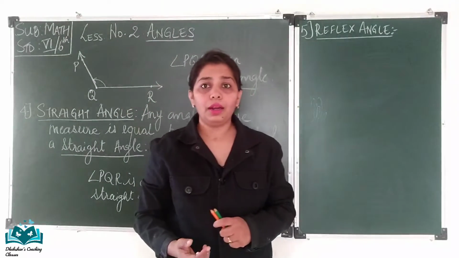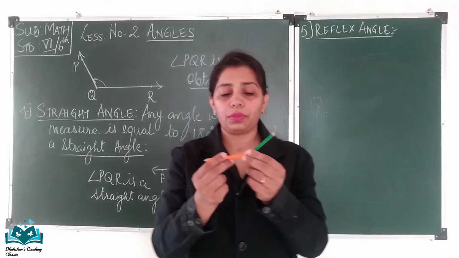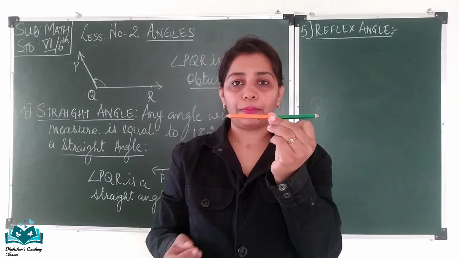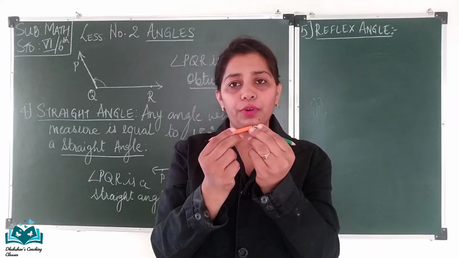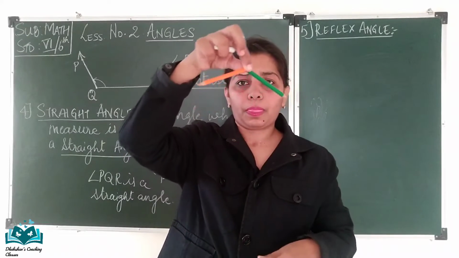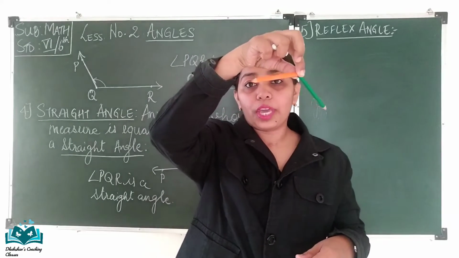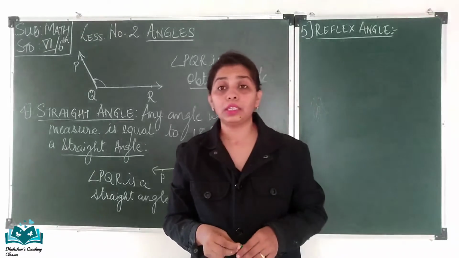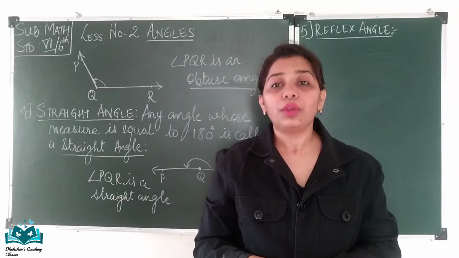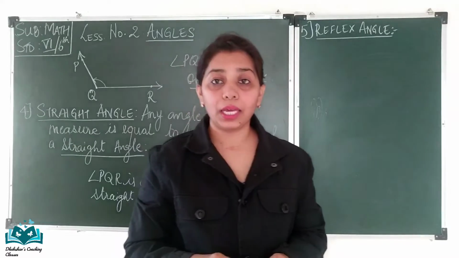After the straight angle comes your reflex angle. So, this was your straight angle, a straight line. I extend this angle further. This is your reflex angle. So, any angle whose measure is greater than 180 but less than 360 is called your reflex angle.